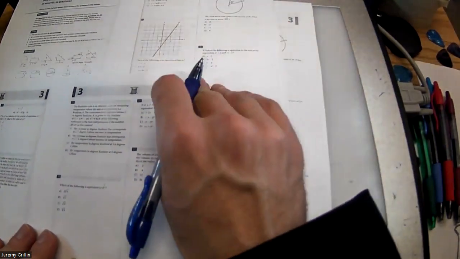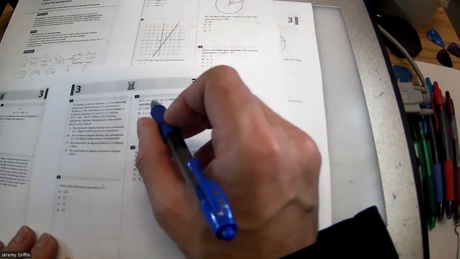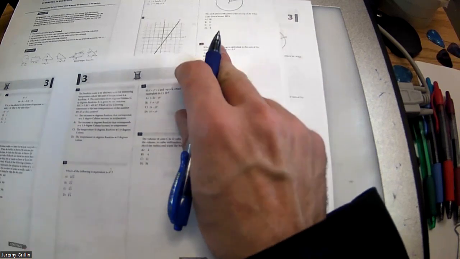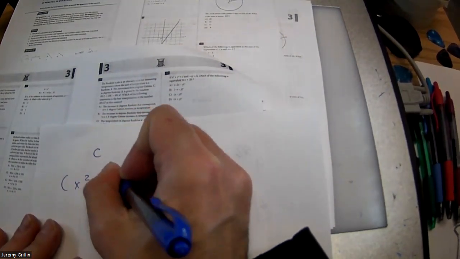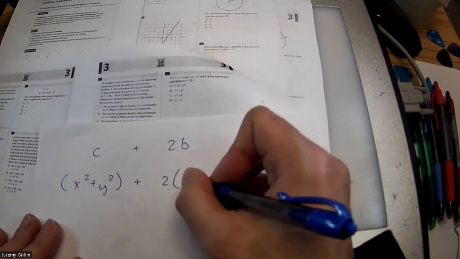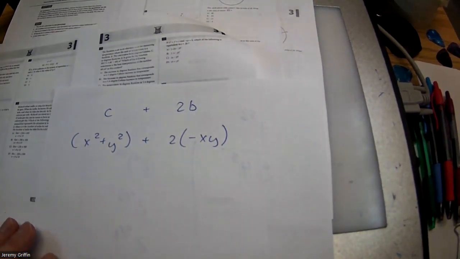Number 11. Okay, so know your exponent math. Number 11, if x squared plus y squared is C and negative xy is B, which of the following is equivalent to C plus 2B? Oh, well, let's just substitute and solve. Okay, some substitute and algebra. So x squared plus y squared is C. So we're looking for C plus 2B, right? Now, C itself is x squared plus y squared. B is the same thing as negative xy, right? So I just substituted for C and for B.